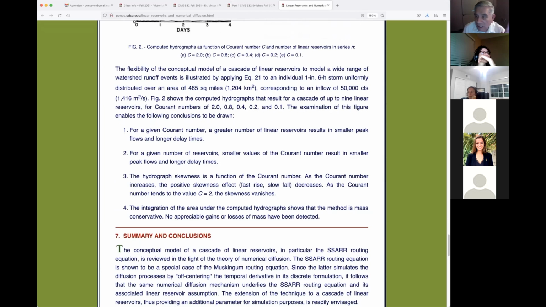The integration of the area under the computed hydrograph shows that the method is mass conservative. 100% mass conservative. It never ceases to amaze me how this thing works. You run millions of numbers, and then you integrate the area below the hydrograph, and it gives you the right answer. No mass loss. But that's these simple methods, because the complex methods of the dynamic wave type have mass losses. Even the Muskingum-Cunge nonlinear has a certain amount of mass loss.